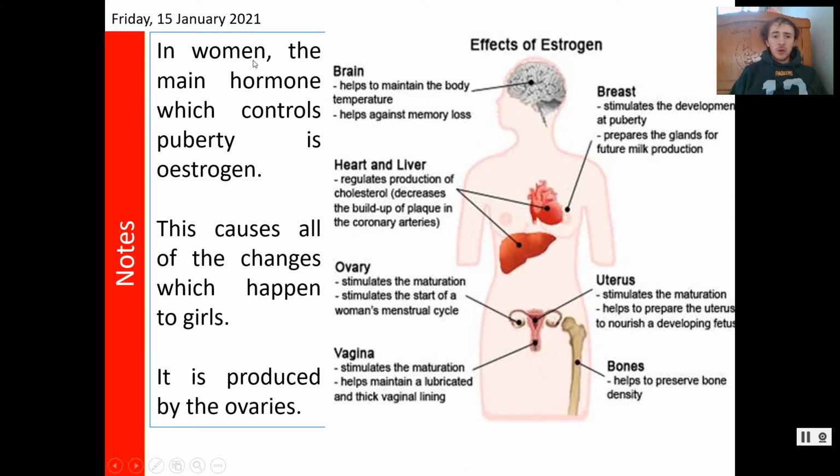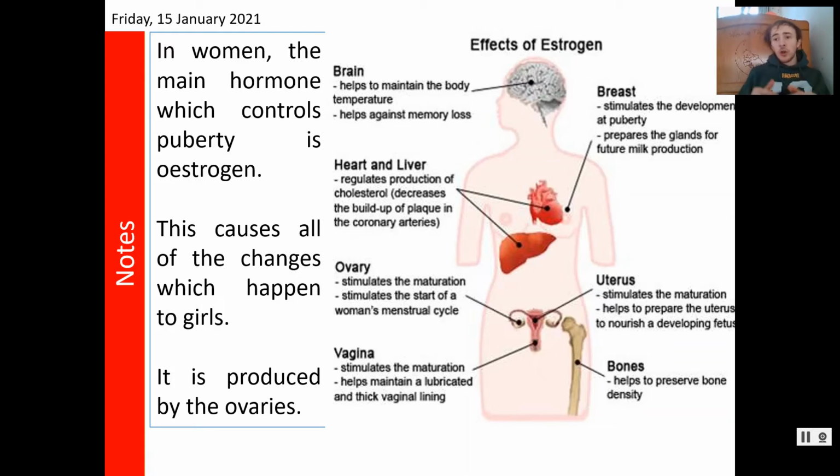So in women, the main hormone to control puberty is estrogen. Now, everything that then occurs to girls, breast development, all of that, anything that you can associate with puberty is caused by estrogen. And it's produced by the ovaries. So I'm going to talk a lot more about the ovaries and what they do in a second.